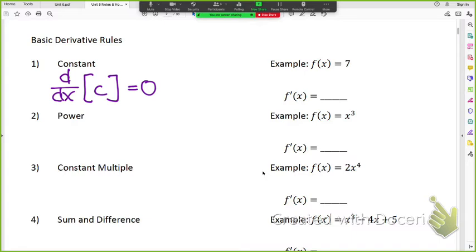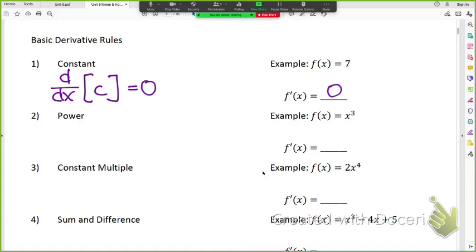Always. So if I ask you, for example, next to this, I give you f of x is equal to 7. This is a constant, right? There's no x in it. What is the derivative of 7? 0. Yep. The derivative of any constant value is 0. So if your function is y equals 7, the derivative of it is 0.